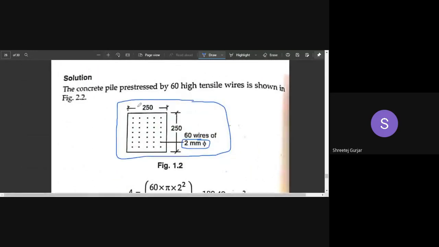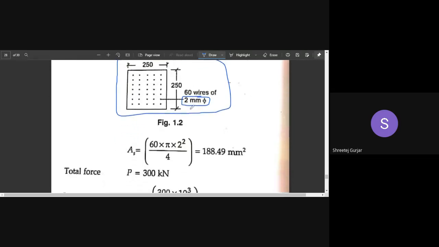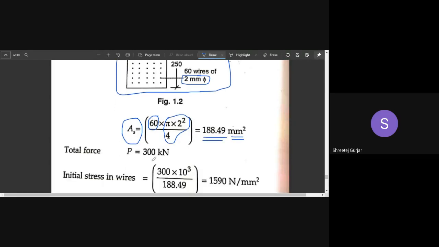So we have a concrete pile. I have shown you the cross section. It has 60 number of wires of 2 mm diameter each. What is the total area of steel? It is pi by 4 into d squared into number of wires, so pi by 4 into 2 squared into number of wires. This is your total amount of steel in mm squared.